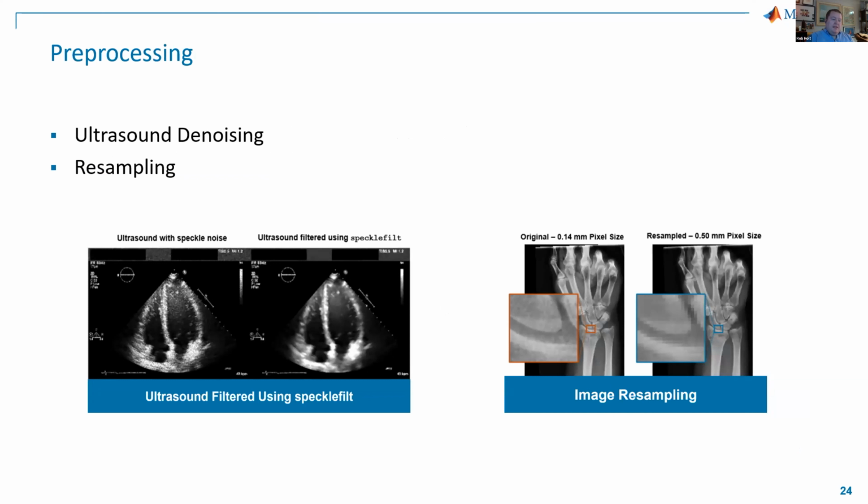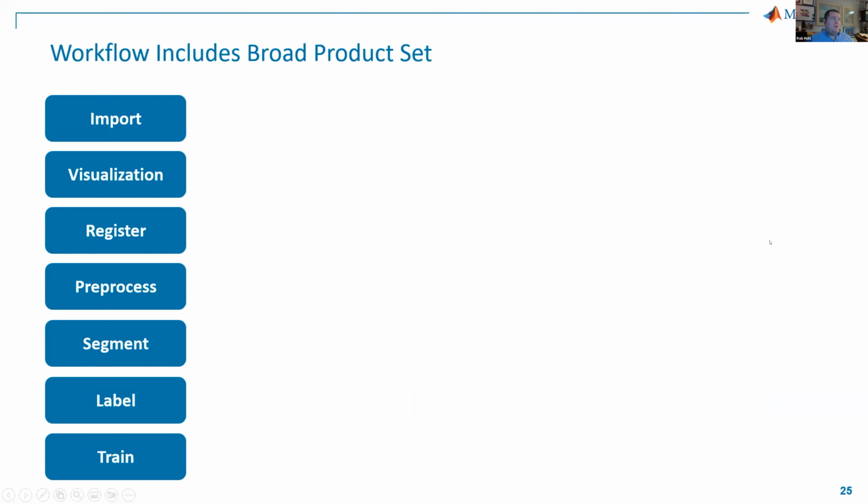So along with all this labeling and rendering, we also have pre-processing tools. That is, for example, ultrasound denoising and image resampling, but all of the other pre-processing techniques that already are in MATLAB, median filtering, range filtering, that sort of thing, they're all still available too. So now we have this workflow that includes a broad product set.